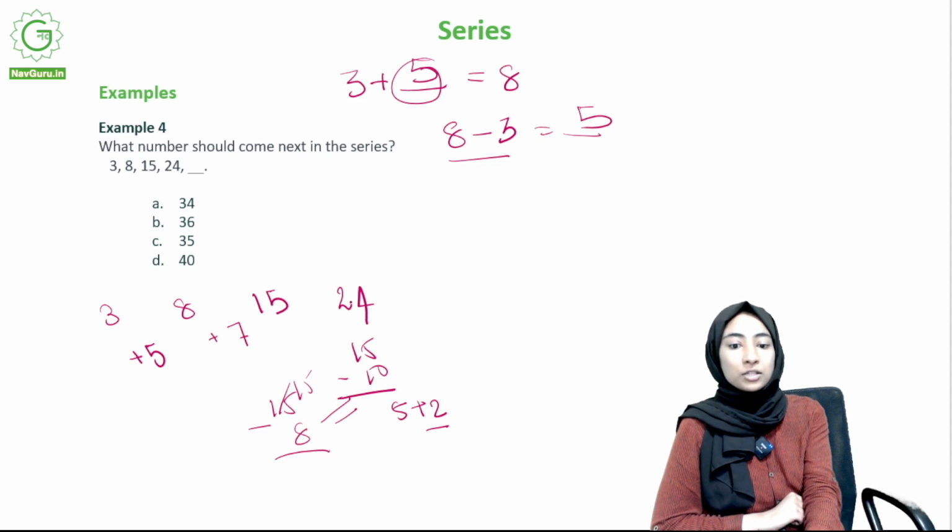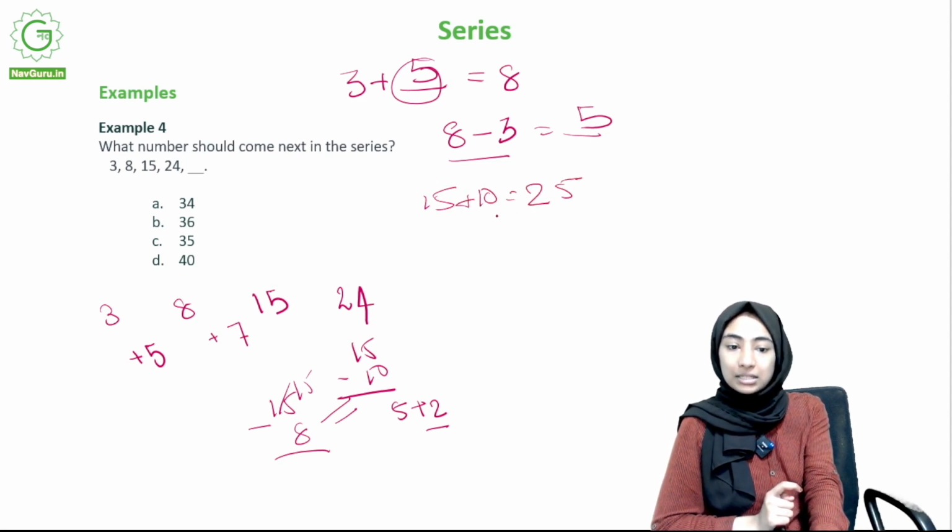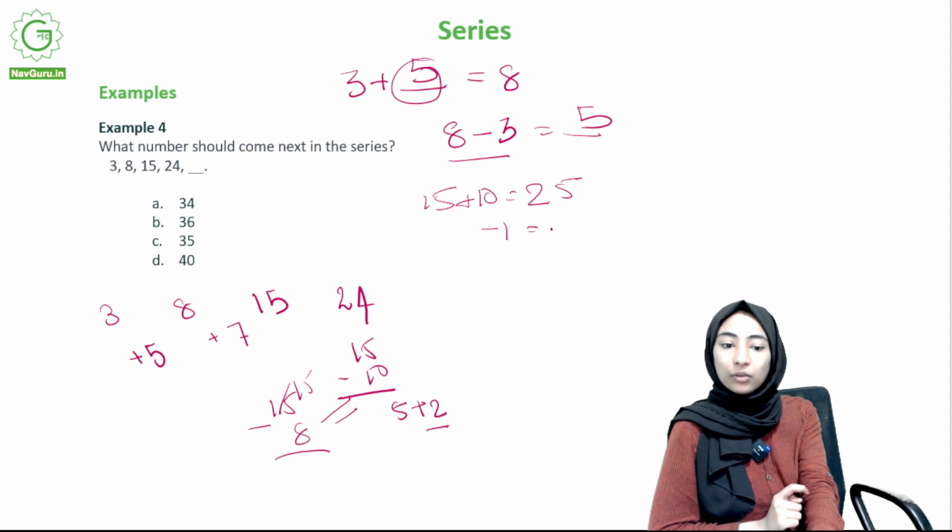Now what is 15 plus 9? Again, try doing the same thing. You know that 15 plus 10 is 25. To this, just subtract 1. That will give you 24, right? So 15 plus 9 is 24.